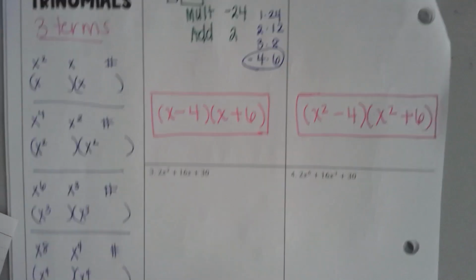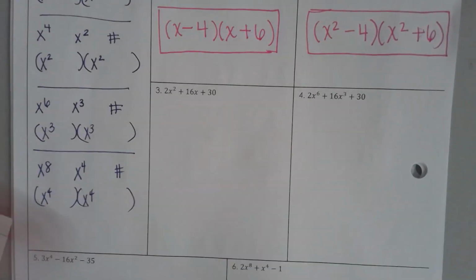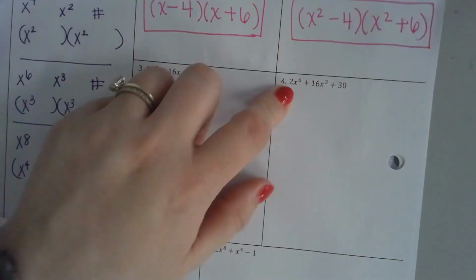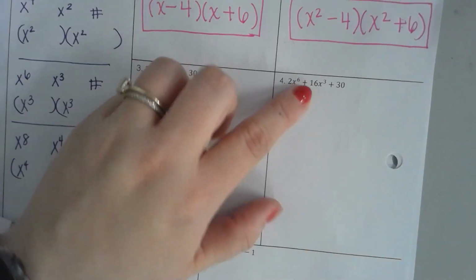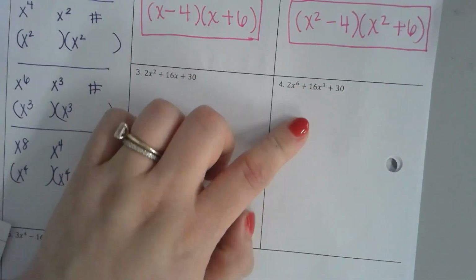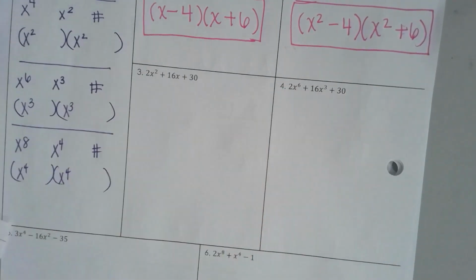Let's go down. Let's just go ahead and do number 4. We're going to do number 4 and 6 and then we'll stop. Number 4, I see a number at the very front. That tells me I need to check to see if there's a GCF. Is there anything that you can divide all 3 of those numbers by? 2. Yes.